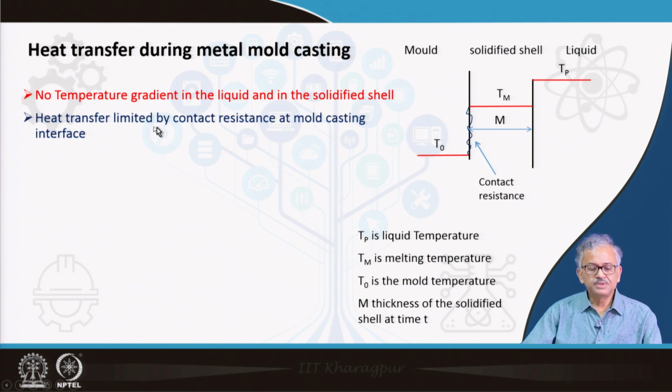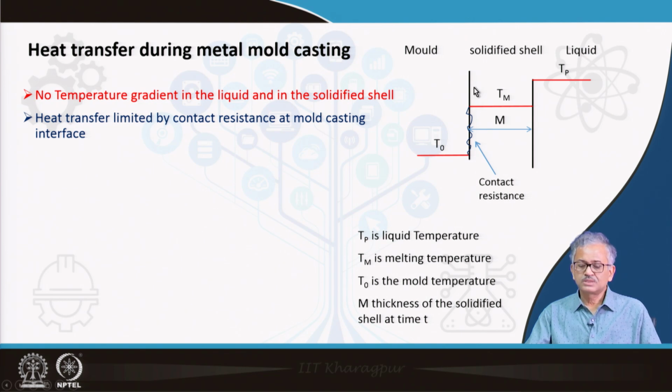Now, heat transfer is limited by contact resistance at the mold casting interface. You can find I have tried to show a contact resistance. What is that contact resistance? The solidified shell and the metal mold will not be perfectly matching. Actually, we also do not want them to perfectly match, or be welded together. Otherwise the solidified shell will be welded with the metal mold.